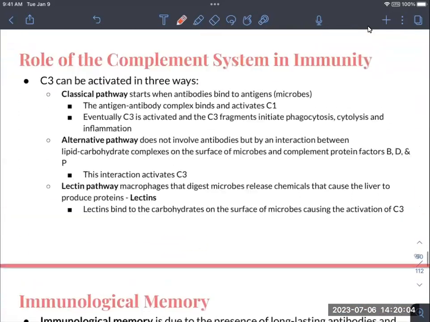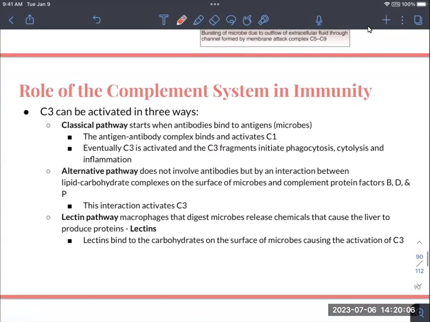So we have different pathways that can activate these. We have the classical pathway, when an antibody binds to those antigens. We have an alternative pathway. We don't need antibodies to cause this one to activate.